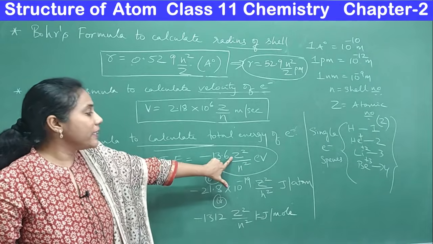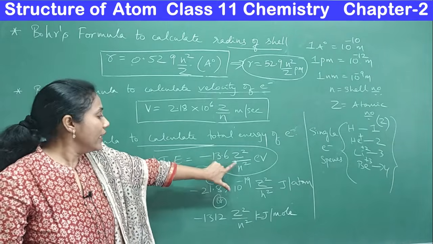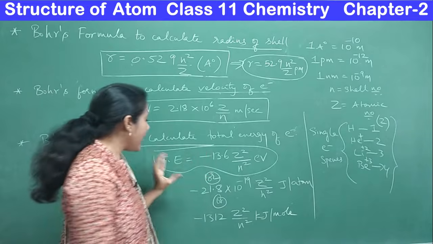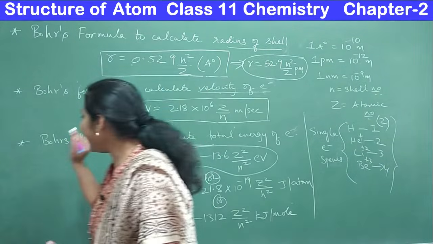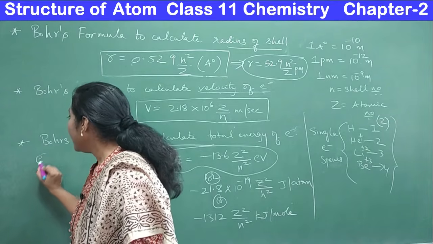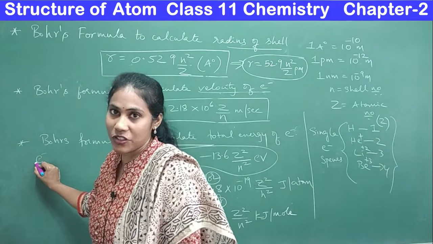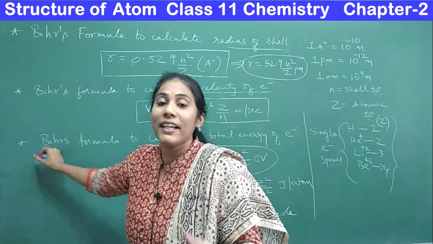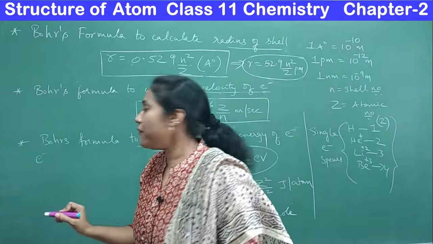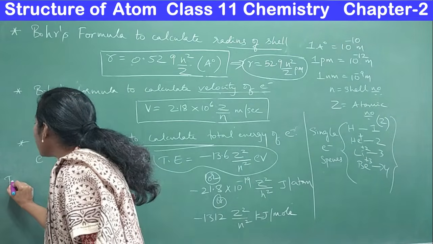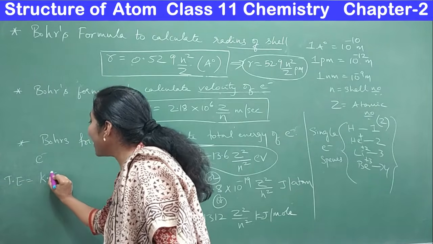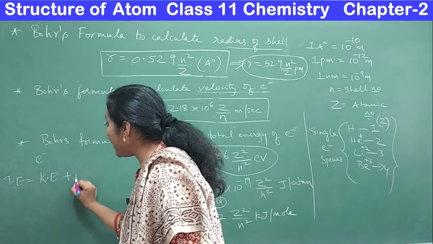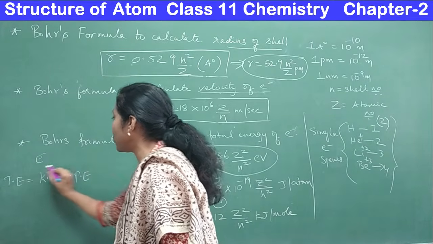Z is the atomic number of the atom or ion, and n is the shell number. I am using the word total energy. See, any electron can have two types of energy, right? Any body for that matter has two major types of energy. So here also, the total energy of an electron is equal to the kinetic energy of the electron plus the potential energy of the electron, right?